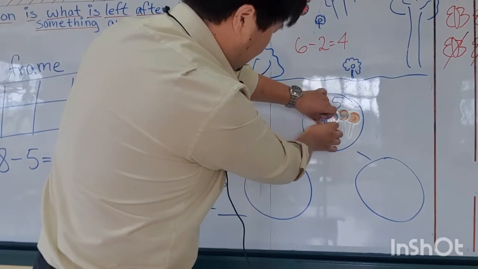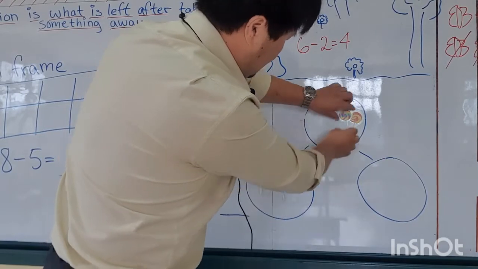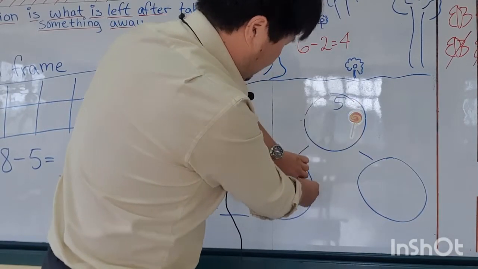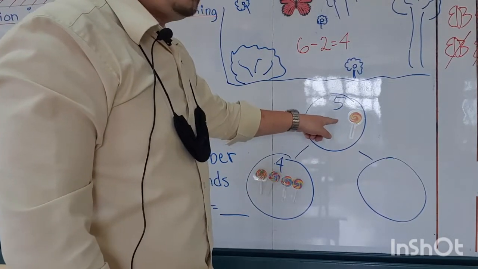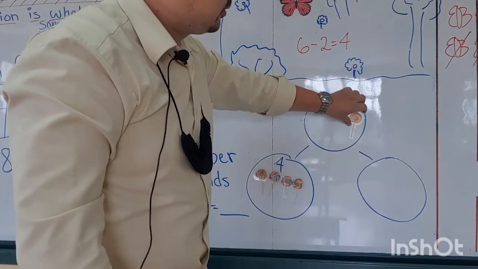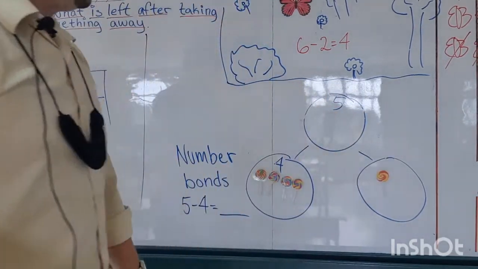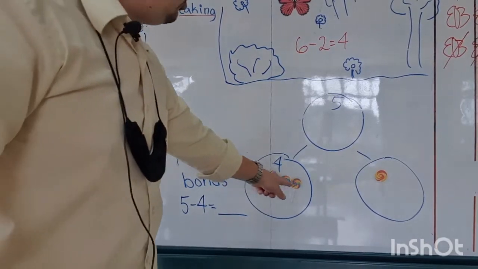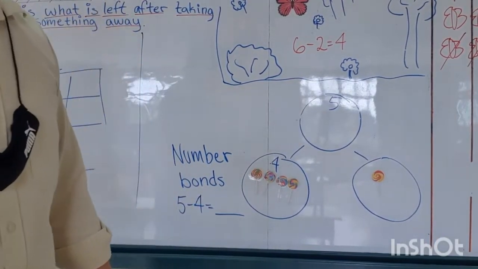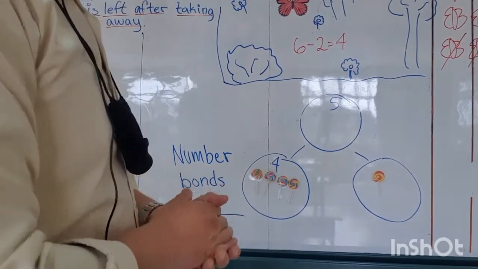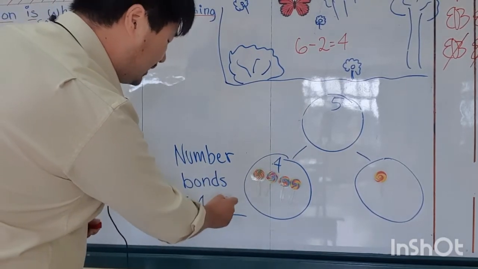1, 2, 3, 4. So then 4, how many are left here? 1. So then this part must be 1. Okay, because 4 plus 1 equals 5. Okay? Alright, good. So then let's answer 5 minus 4 equals 1.